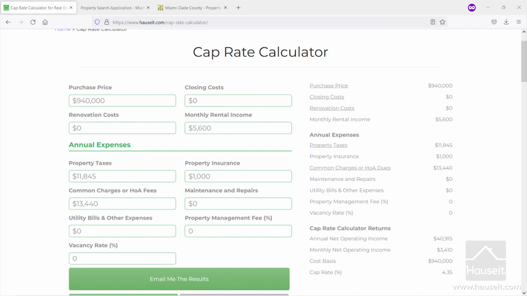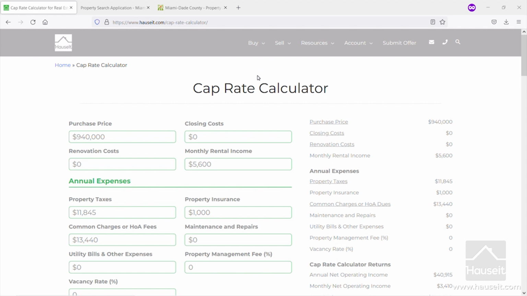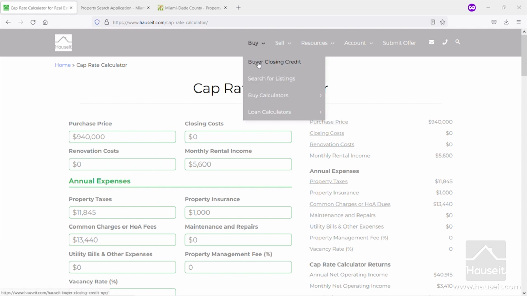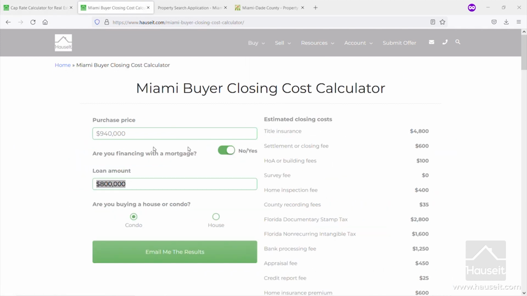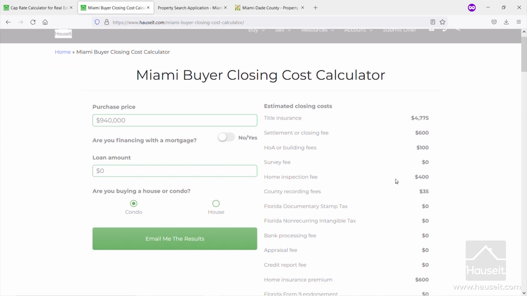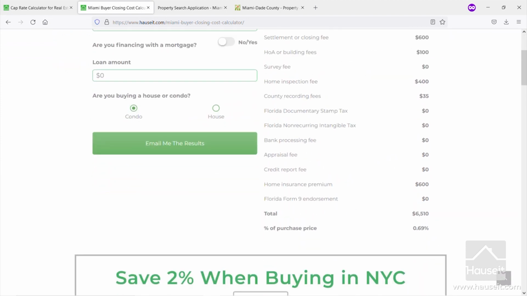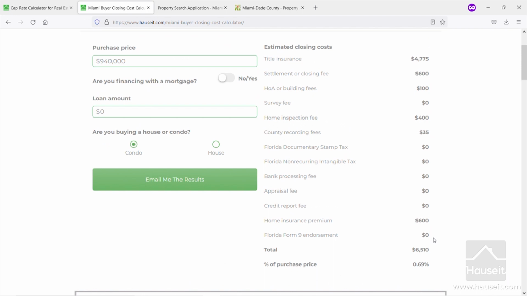Same thing here, renovation costs are zero. It's in great condition. Now for closing costs, so let's take a look. So you see for closing costs here in Miami, it's roughly $6,510. Keep in mind that you already included home insurance premium in your figures, so you might as well reduce this. So let's say it's roughly $6,000.